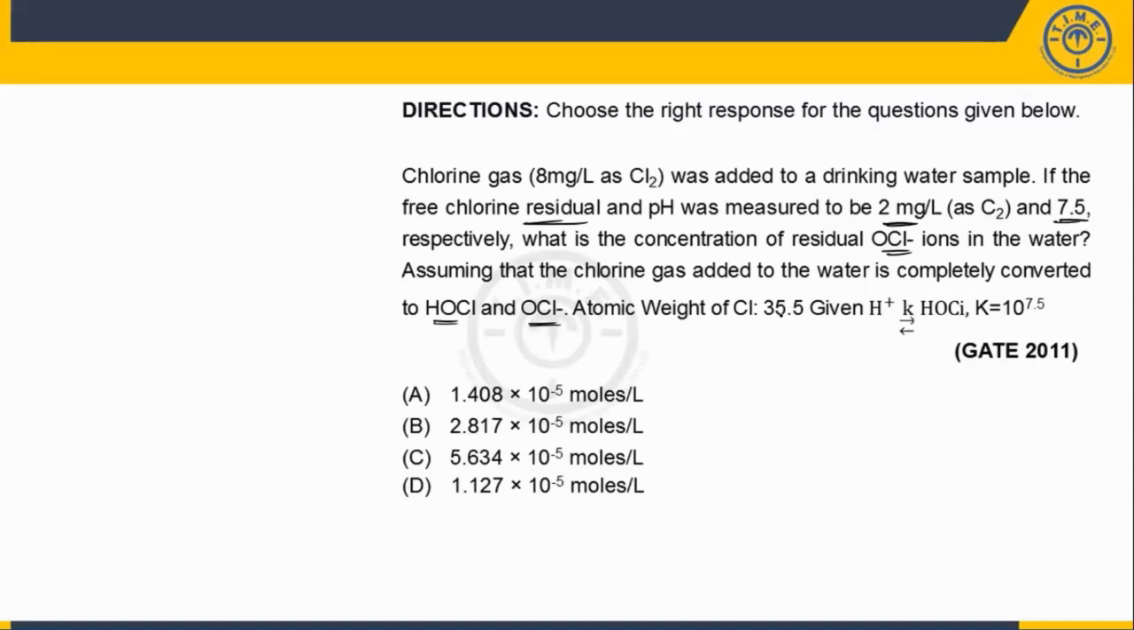Atomic weight of Cl is 35.5 gram actually. Given H plus give rise to HOCl, I will tell it to you. There is some mistake in this. K is equal to 10 power 7.5.